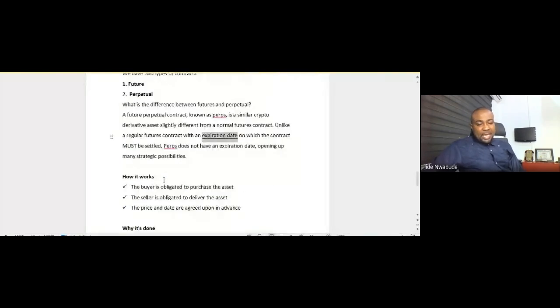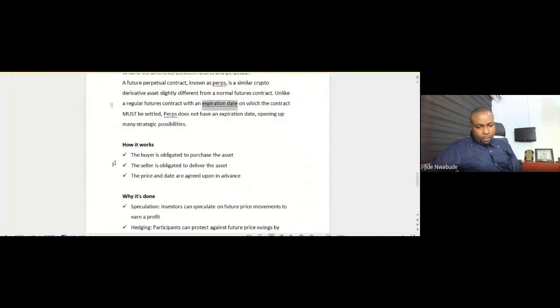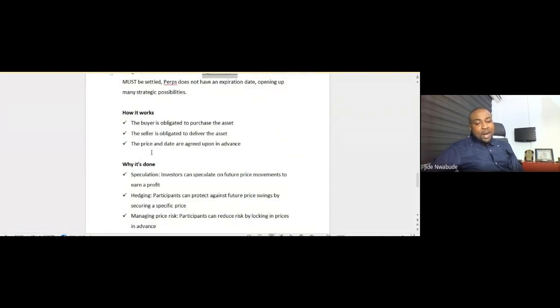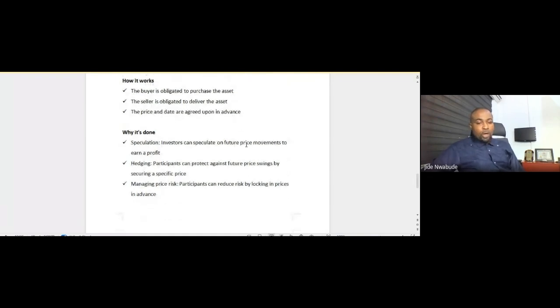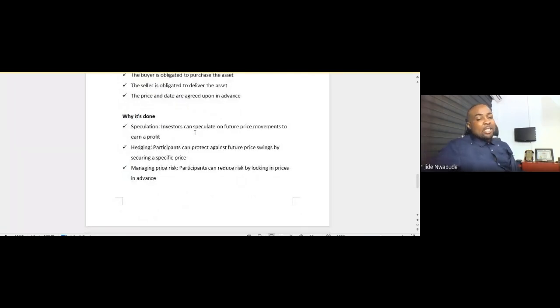So that being said, quickly, how does it work? One, the buyer is obligated to purchase the asset. Two, the seller is obligated to deliver the asset. If I purchase the asset, you would deliver the asset. Number three, the price and date are agreed upon in advance, even before we start the transaction. Right? Okay, great. Why is it done this way?